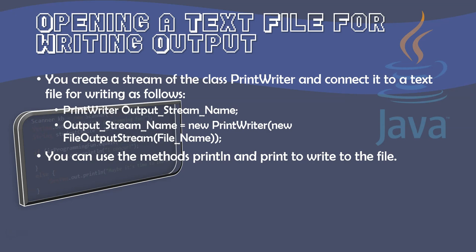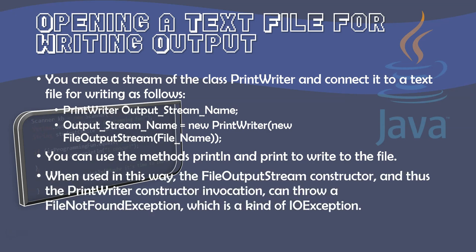PrintLine will put each output on its own line. When used in this way, the file output stream constructor, and thus the PrintWriter constructor invocation, can throw that file not found exception because, of course, they're looking for that file to exist. And if it doesn't exist, we're going to have an error. This, of course, isn't what's known as an I/O exception. File not found exception is just, you can think of as a derived version of that I/O exception.